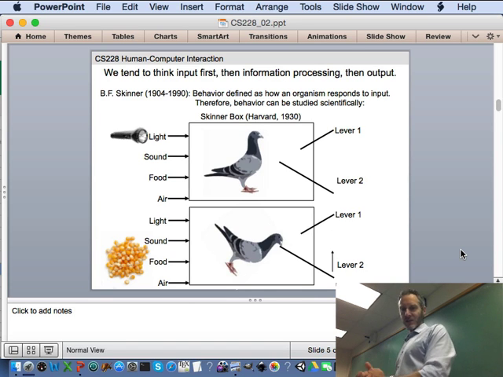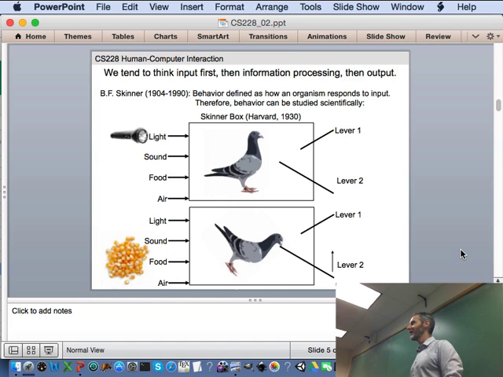Okay, so here would be a typical experiment with operant conditioning. We put a pigeon, in this case, in the box. And from time to time, we shine a light. And if, when we shine the light, the pigeon pecks lever 2, and only lever 2, we give the animal some food. That's an experiment we could conduct with the Skinner box.